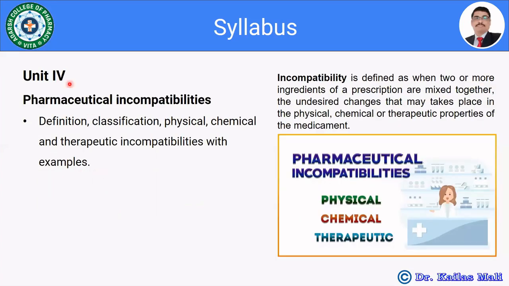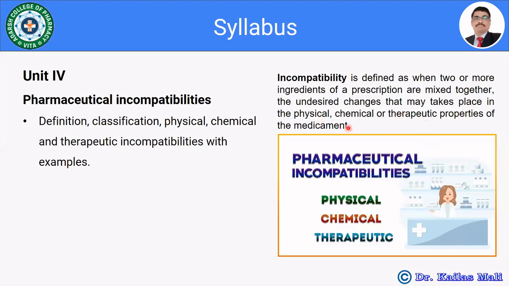The next point which we are going to discuss in the chapter unit 4, that is the pharmaceutical incompatibility. It is defined as when two or more ingredients of the prescription are mixed together, the undesired changes that take place in the physical, chemical or therapeutic properties of the medicament.